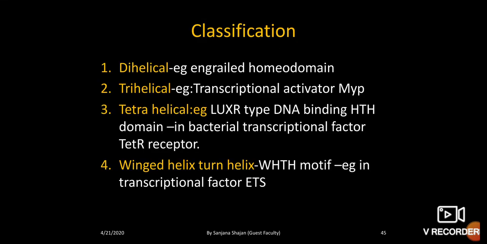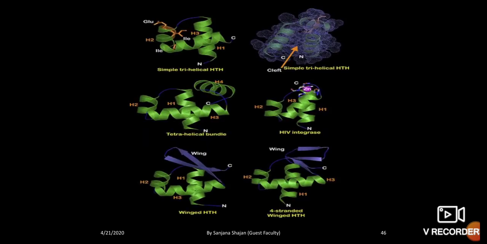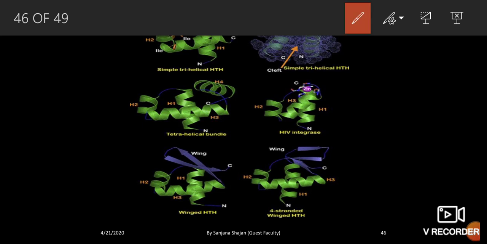Then coming to the different types of helix turn helix. You have the dihelical, with the same example as engrailed, which we already discussed in the previous diagram. And then you have trihelical. An example is the transcriptional activator Myb. Here you can see the trihelical, where there are three alpha helices, so it is called trihelical.